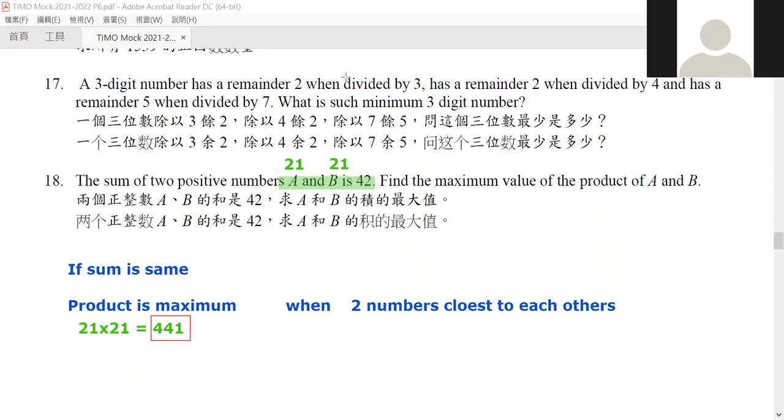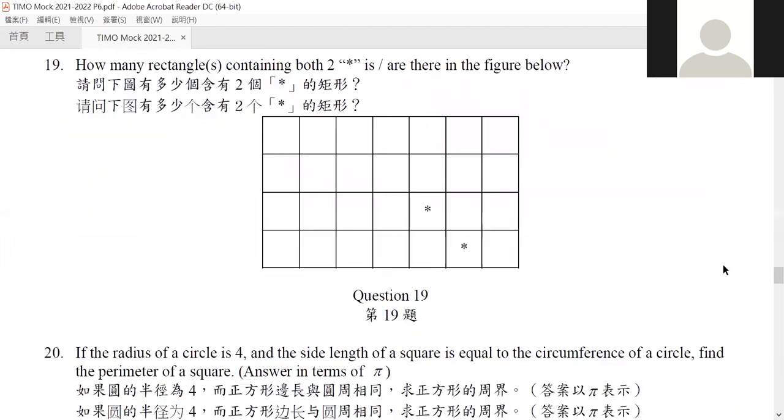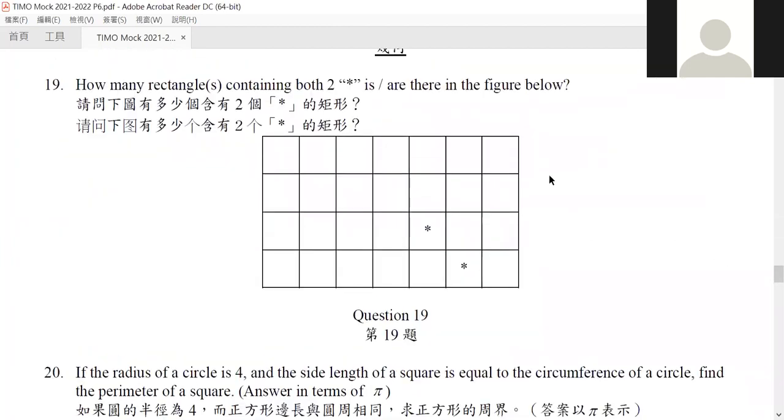So by this, we have finished the section on number theory. Now let us proceed to the next part of the paper, geometry. How many rectangles are there that contain the two stars?